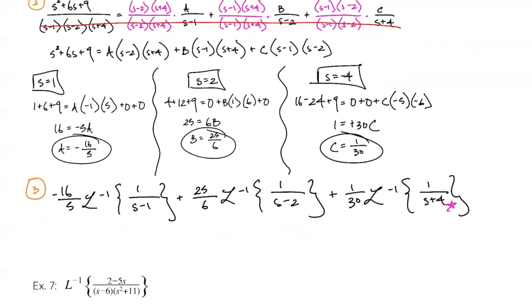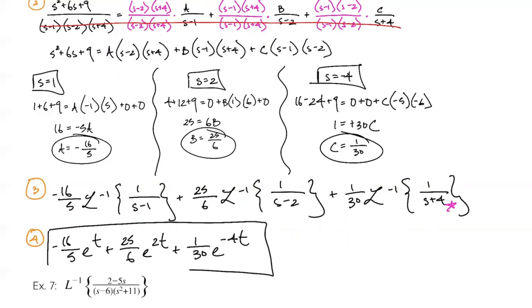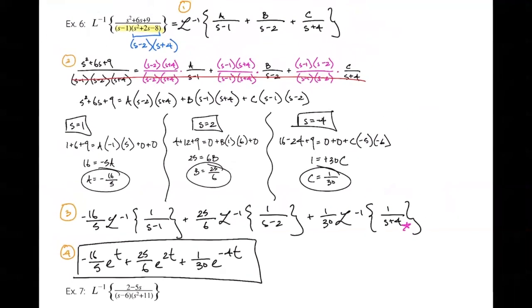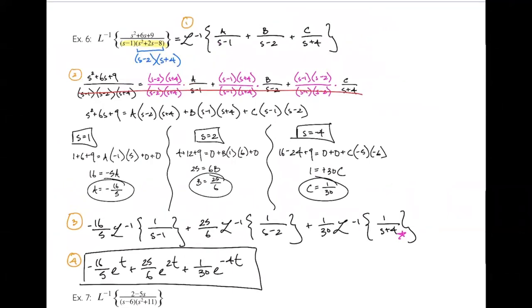All right, last step, we're going to use that table, see what we get. Some of you are probably already there, so thank you for your patience, but we've got negative 16 over 5 e to the t plus 25 over 6 e to the 2t plus 1 over 30 e to the negative 4t. All right, so there we go with number 6, a little bit of partial fractions takes us to a place where we can now use the table. So we'll add that to that list of skills that is helpful.